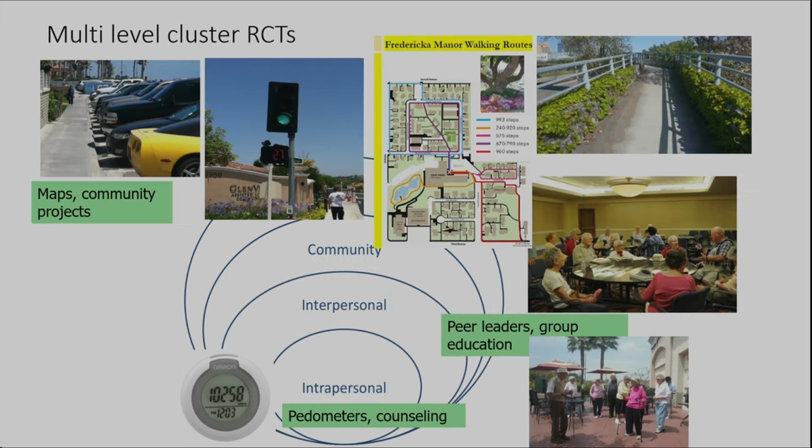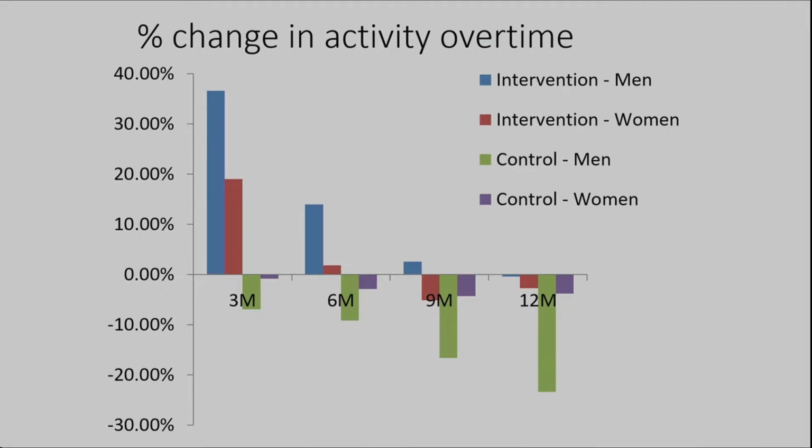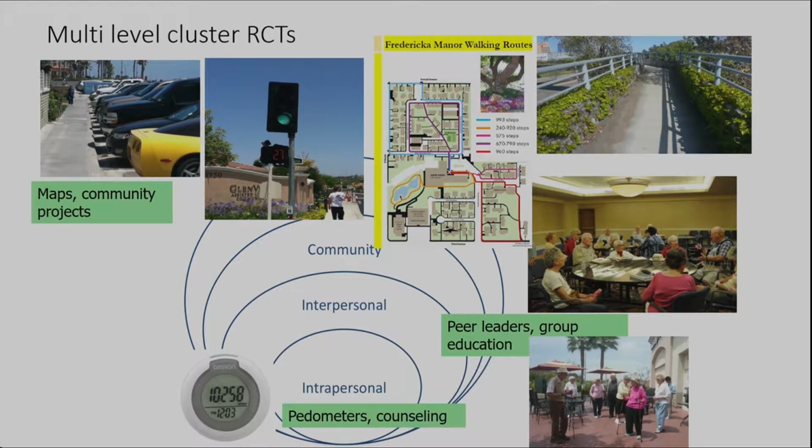So let's talk about physical activity interventions in older adults. The type of work I do is these multi-level cluster randomized controlled trials. Basically, I can convince somebody to go for a walk potentially through pedometers and counseling, but they're less likely to keep doing it if they're doing it on their own. And also, if they're going to do it in a very poor environment, I'm sending them out to an unsafe environment. So our studies work on all these things.